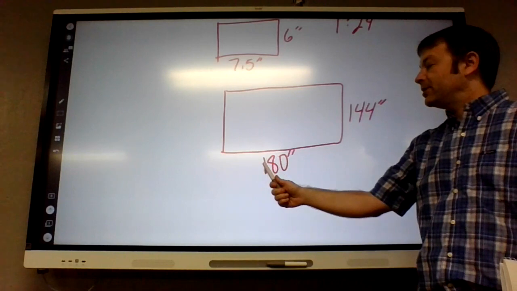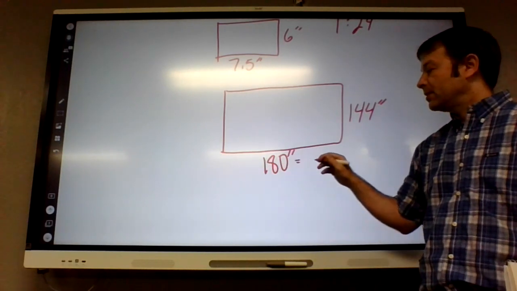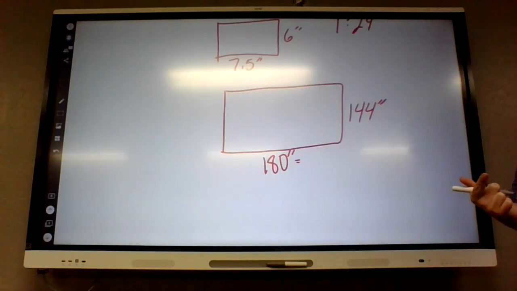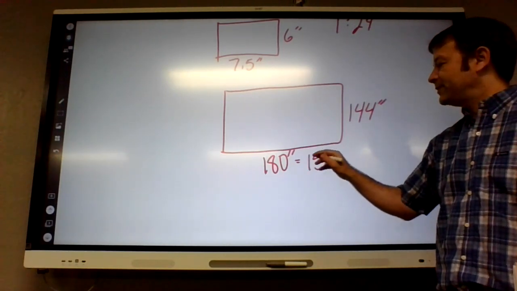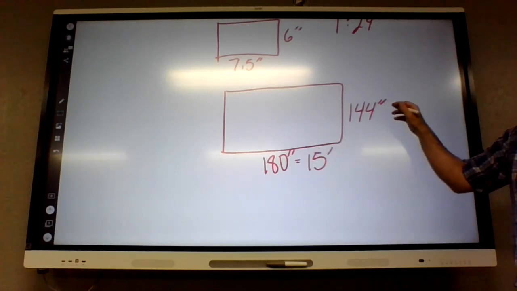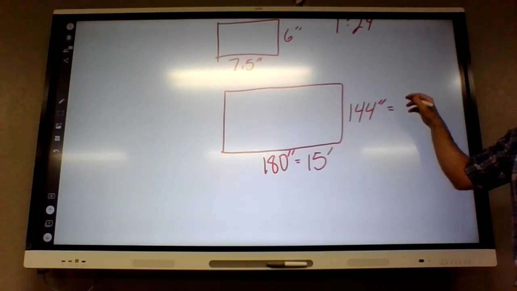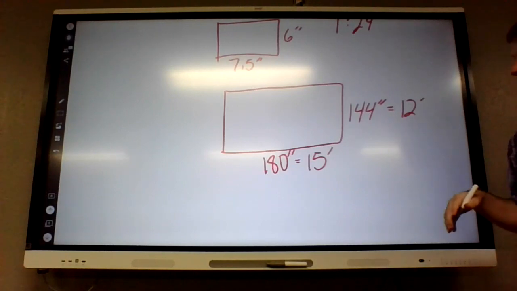How many feet are in 180 inches? Or how would we turn that into feet? Divide by 12. Right. Each 12 inches is worth 1 foot. So you divide by 12. So yeah, that's 15 feet. What's 144 divided by 12? So the real room is 15 feet by 12 feet. How do I find the area now? Multiply. 15 times 12.